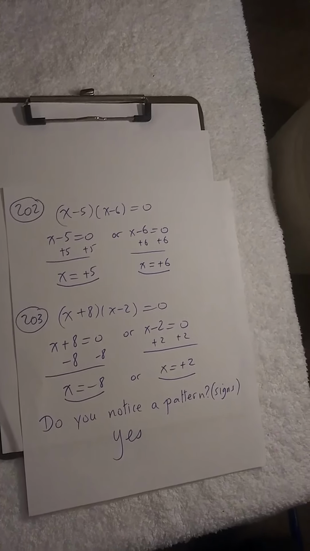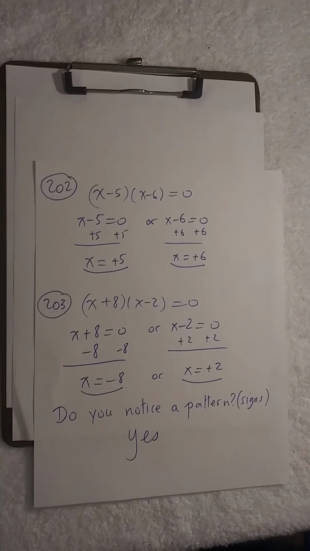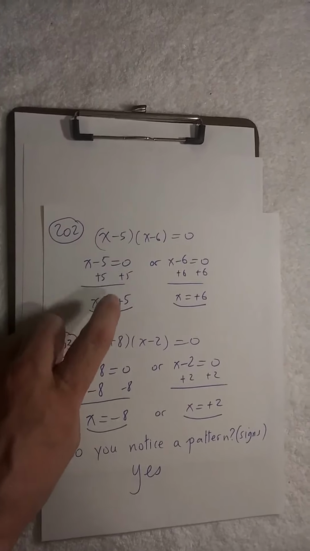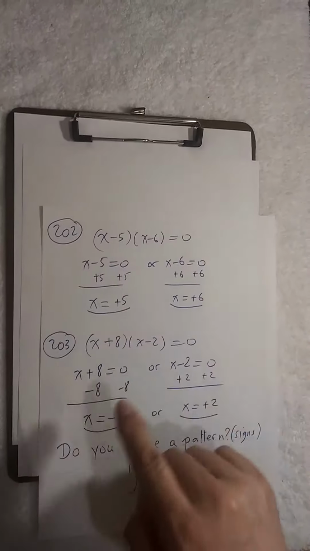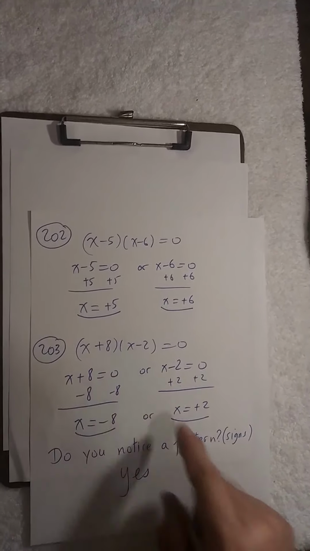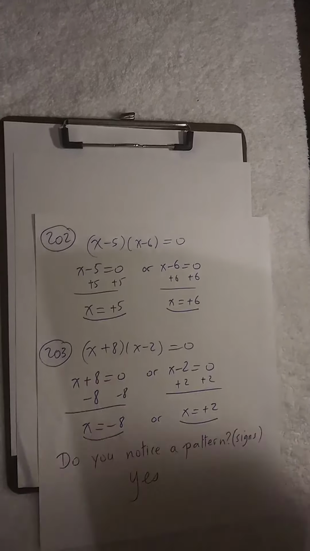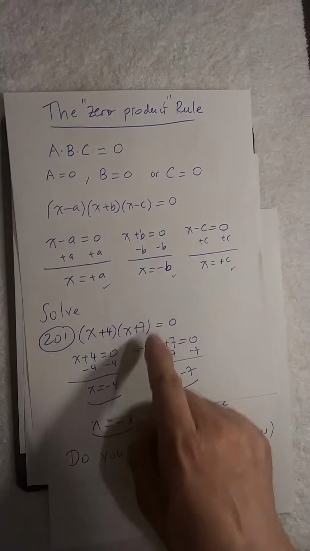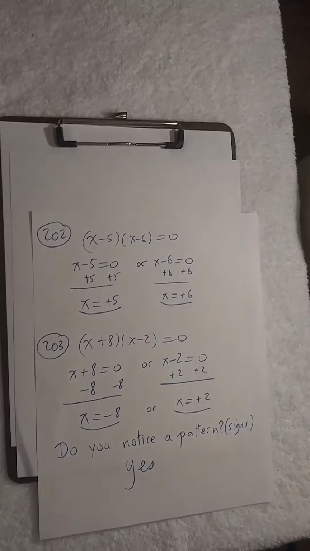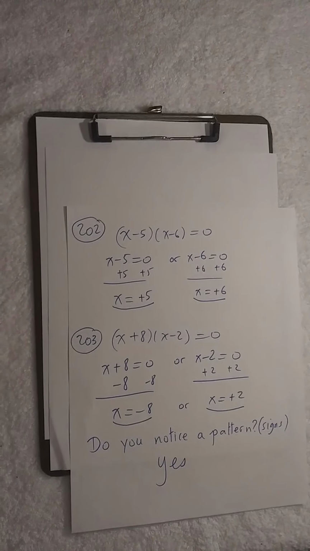Okay, do we notice a pattern with signs? And the answer is yes. And the pattern is, when we have x minus 5, the solution is 5. Minus 6, the solution is plus 6. Plus 8, the solution is minus 8. Minus 2, the solution is plus 2. And in the first example we did, we had plus 4 and plus 7, and the solutions were minus 4 and minus 7. So the sign is the opposite of what's in the equation.